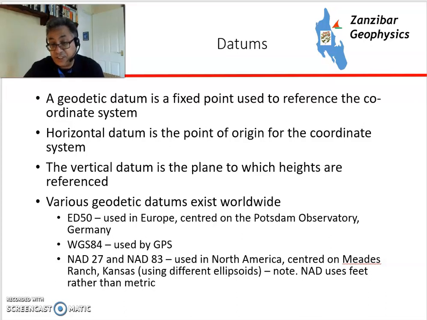For instance, ED50 in Europe is centered on the Potsdam Observatory near Berlin. And NAD27 and NAD83 are used in North America. They're centered on a place called Meades Ranch in Kansas, but they use slightly different ellipsoids. And note also that NAD uses feet rather than metric. Most systems use metric, but the Americans use feet. Or to be even more nightmarish, survey feet, but we'll come to what the difference is in a minute.